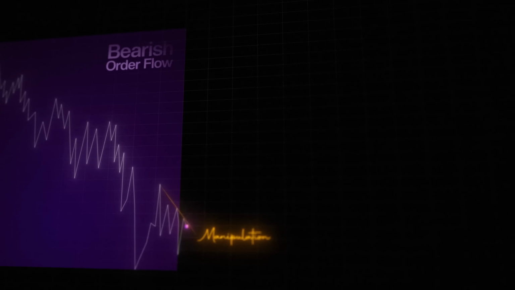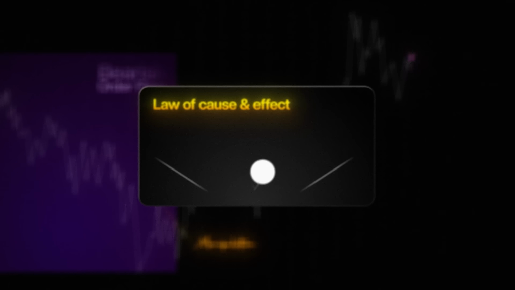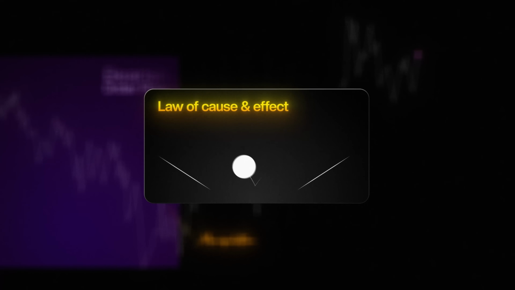So we basically use break of structure as the main guide to showcase intent, to showcase that reaction. Because if you're seeing bearish order flow, bearish structure, and then all of a sudden it switches, and it switches after a manipulation, you can see the law of cause and effect. You pull the elastic band back, you let go, you have a reaction. This is what we expect.